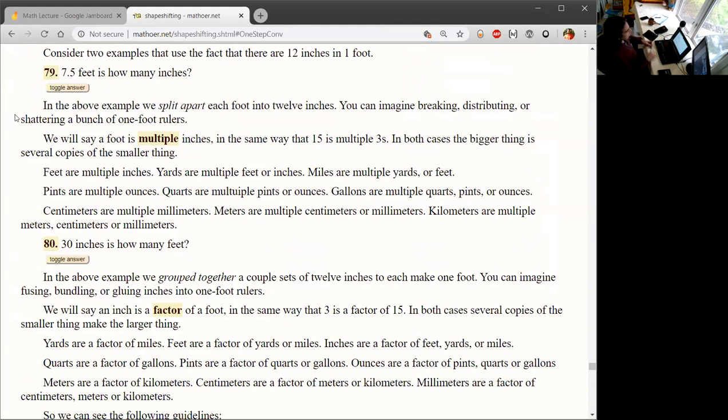So how would you remember this? Again, some people, when I say 7.5 feet is how many inches, they just know I'm going to multiply. They don't have to think about it at all. Other people, for number 80, if I say 30 inches is how many feet, they just know they're supposed to divide. If you don't have that intuition yet, then there's a trick. We could say that a foot is like multiple inches in the same way that 15 has multiple threes in it. So multiplying is like with multiples.